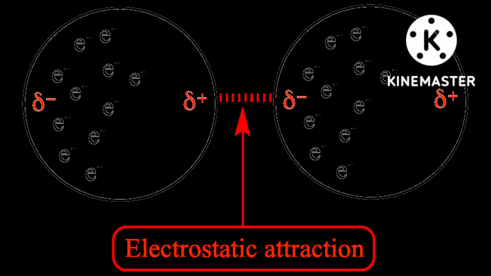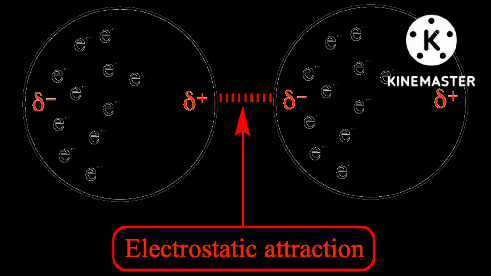This instantaneous or transient dipole distorts the electron density of the other atom B, which is close to it, and as a consequence a dipole is induced in atom B. The temporary dipoles of atoms A and B attract each other. Similarly, temporary dipoles are induced in molecules also.